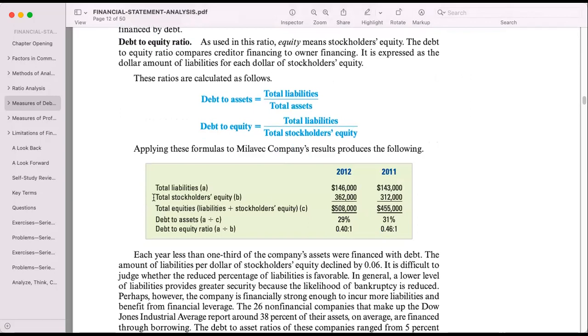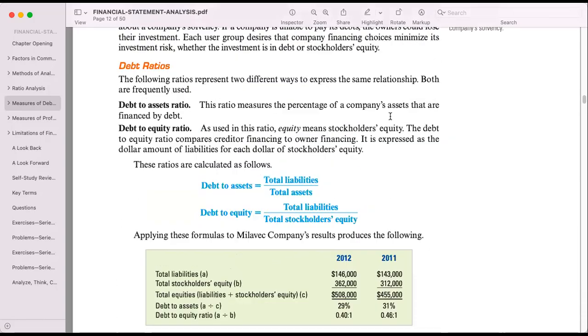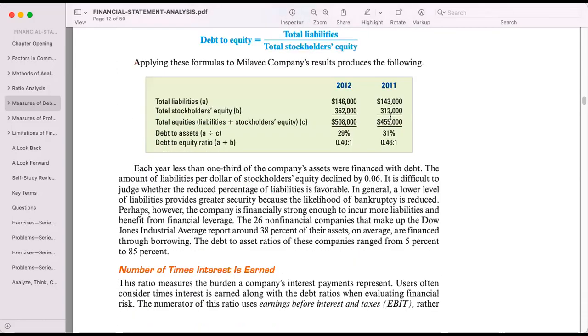So yeah, applying these formulas, example, ito yung Nanawa Kamalabi Company in 2012. 146 ang utang, ang liability is 362. So total equity is 508. So divided by total liabilities over total assets, that is 146 divided by 508. That's 29%. 29% of the assets are financed by the total liabilities. So each year, so on and so forth.